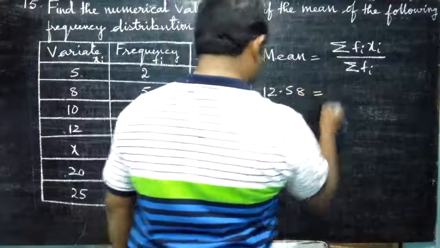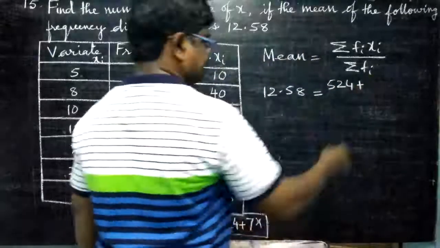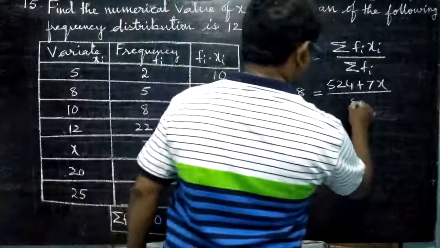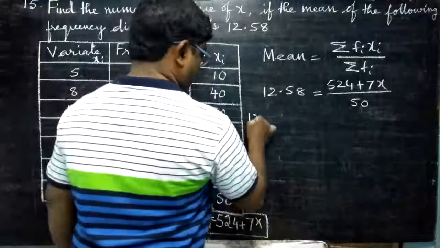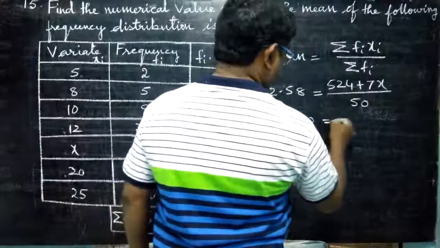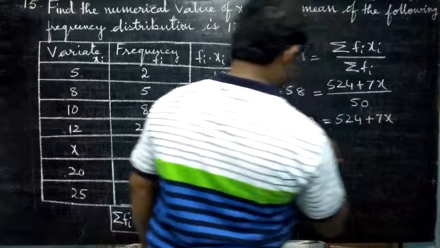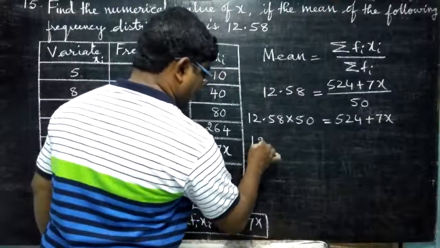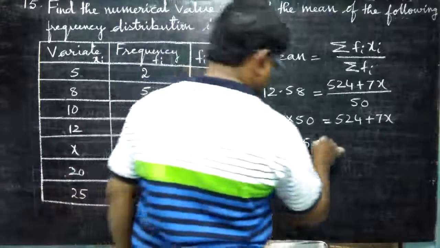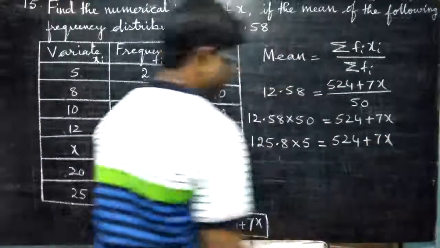12.58 is equal to (524 plus 7x) divided by 50. Cross multiply. 12.58 into 50 is equal to 524 plus 7x. With the 0 you are multiplying, it becomes 125.8 into 5. 5 table everybody knows. So 524 plus 7x. Do carefully.